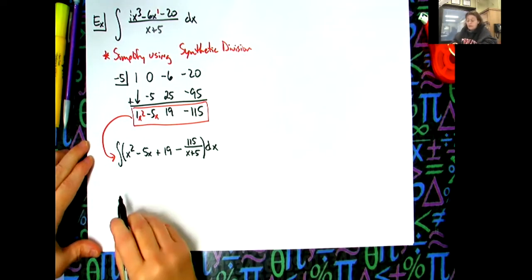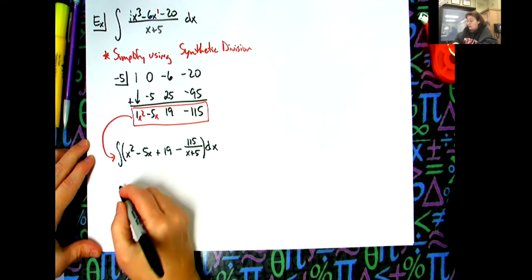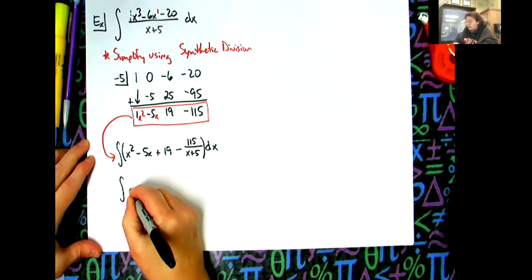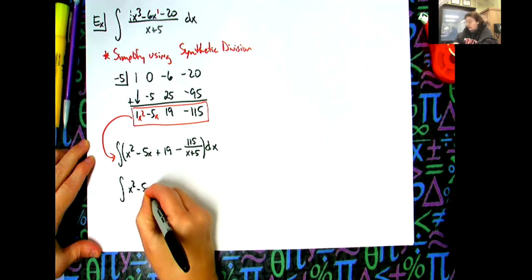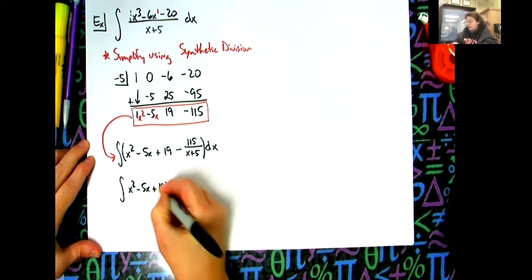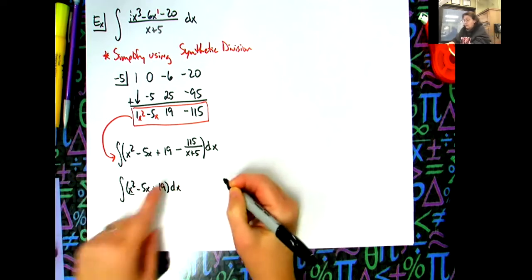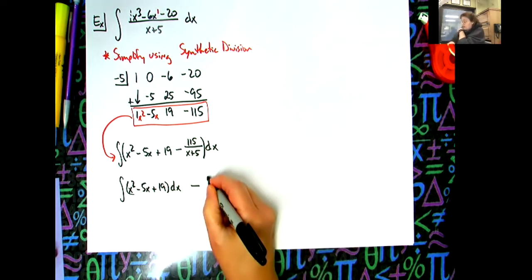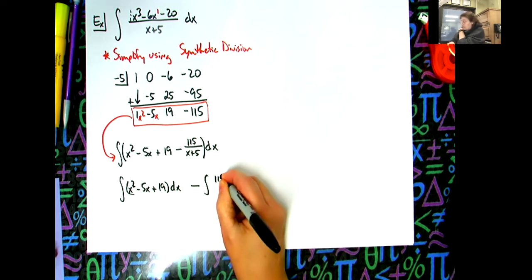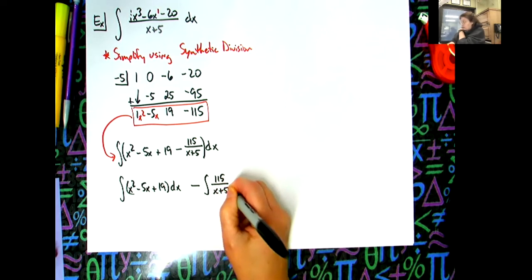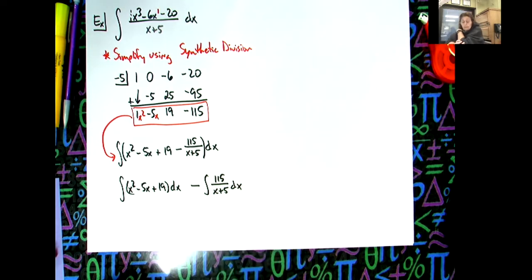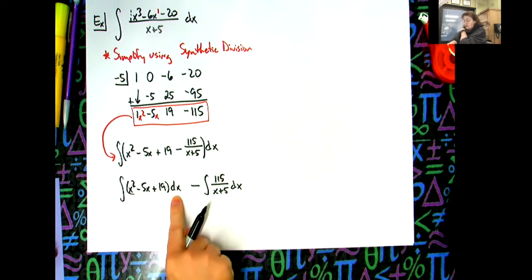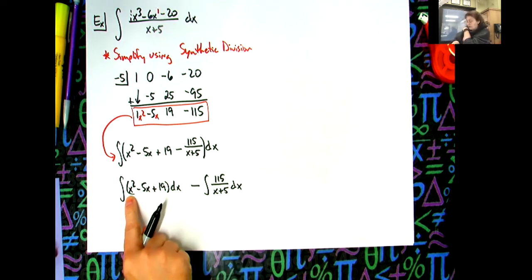So I'm actually going to show lots of work here. Let's break this up into two separate integrals, because that's a legal move. Let's integrate x squared minus 5x plus 19 dx. And then let's do minus, and write this as an integral all by itself, the integral of 115 over x plus 5 dx. Let's go ahead and integrate this first because that's straightforward, so we can just do the integration here.